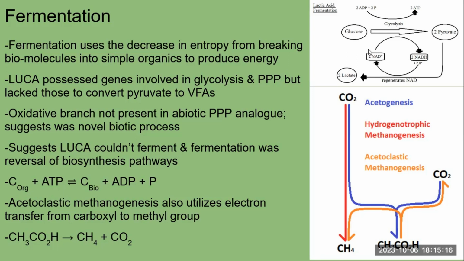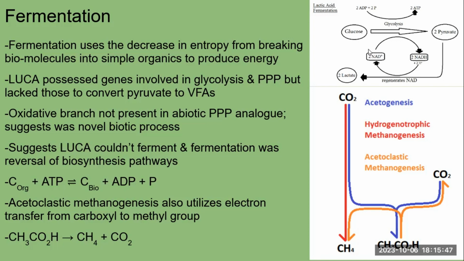Based on this, it's likely that the enzymes involved in glycolysis and the pentose phosphate pathways were used by LUCA to produce glucose and ribose, with ATP being used to power the reactions. Fermentation itself came about as a reversal of these pathways, breaking down complex biomolecules like sugars into simple organic acids to produce energy, which regenerates ATP. This process is known as substrate-level phosphorylation.